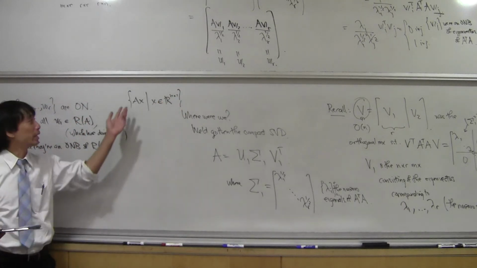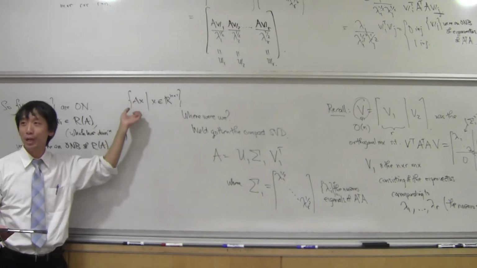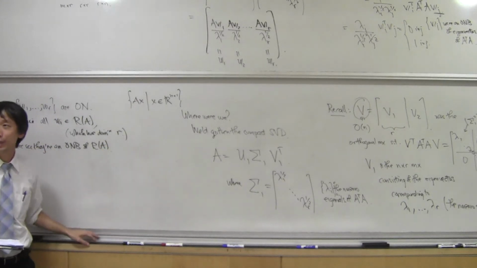Right? It's everything, A times anything, like the outputs. Anyway, it's the column space of A.